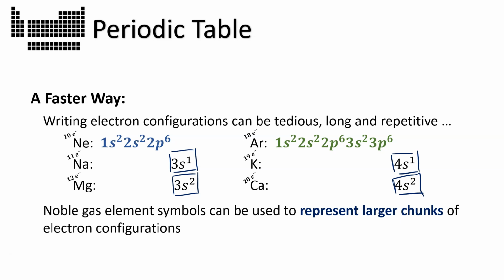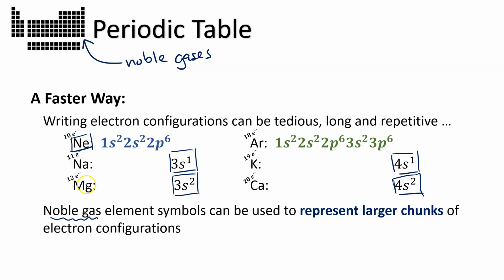The way you do it is take noble gas element symbols and use them to represent larger chunks of electron configurations. I'll show you exactly how that looks with these 3 up here, and then walk through a format that you can follow. So first of all, let's talk about noble gases. If you're looking at a periodic table, the noble gases, we'll use this one in the top left, are the column of elements on the far right-hand side of the periodic table. Neon, this first one we did here with 10 electrons, happens to be one of those.